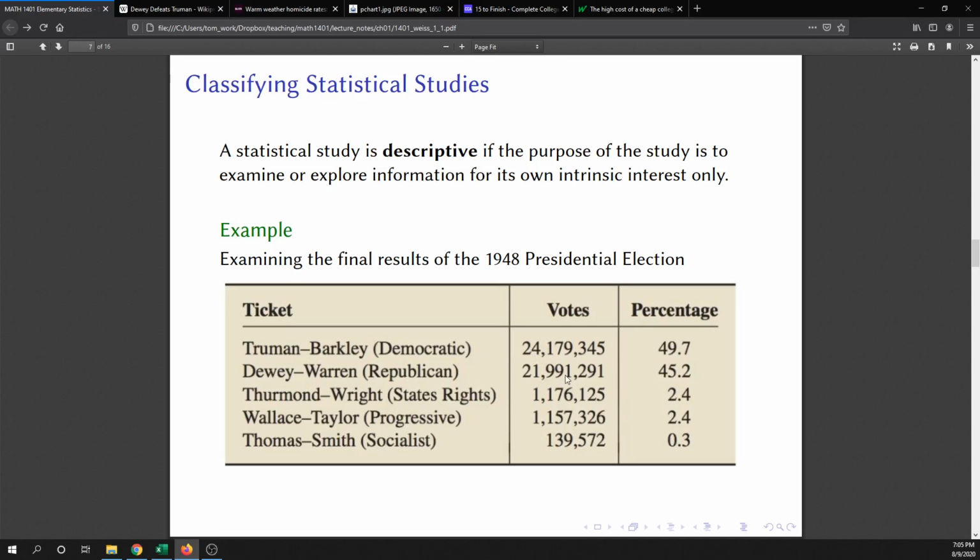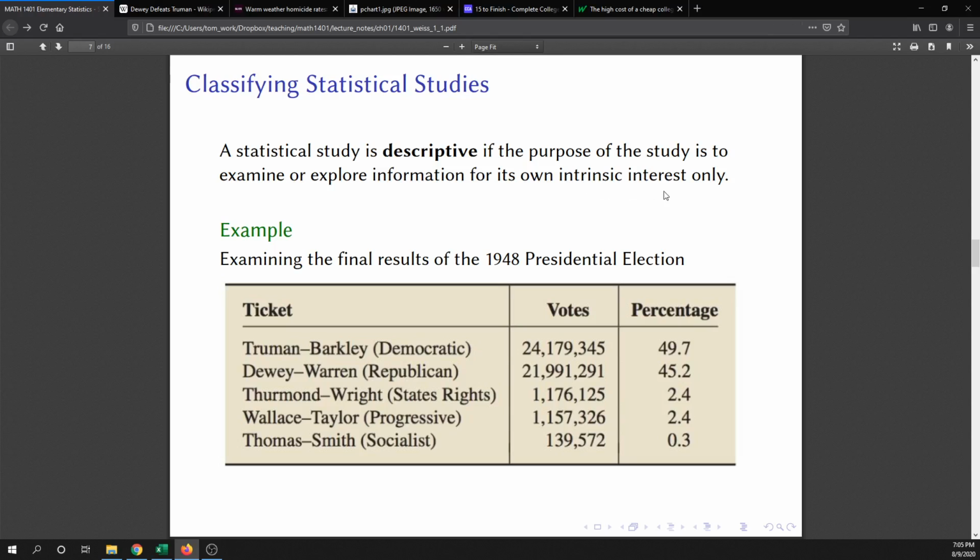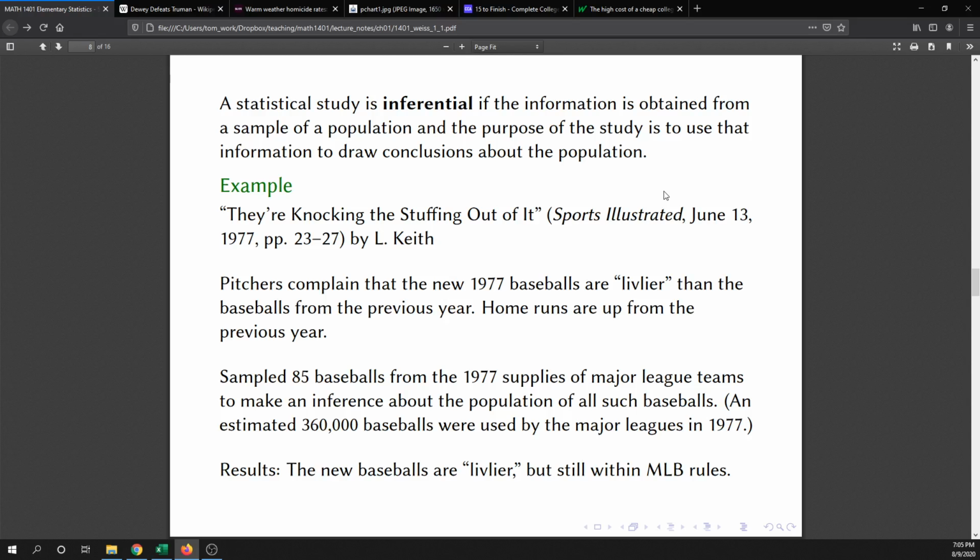Here you can see the final results, and this newspaper was so confident in that material they published this incorrect headline. So that's a pretty famous example of where not taking a sample correctly leads to some incorrect results. So, all right, that's a descriptive study.